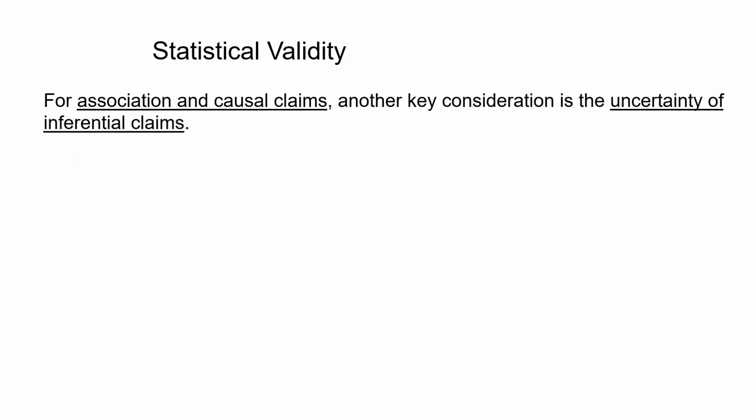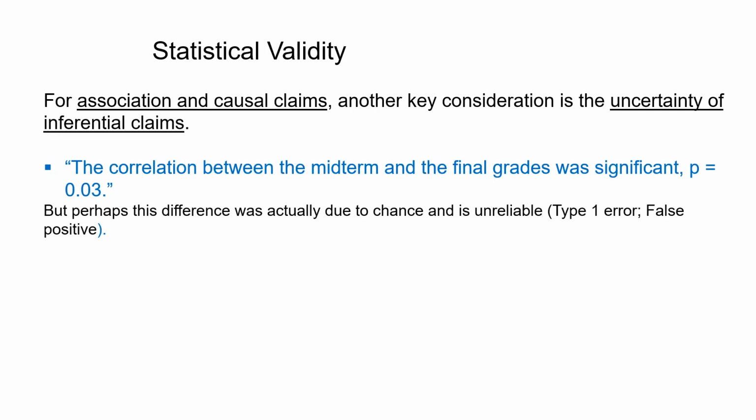So looking at that a little bit deeper, for association and causal claims, another consideration is the uncertainty of the inferential claims. So what do I mean by that? I mean, if you've got the correlation between midterm and final grades with a p of 0.03, we still have to take into consideration this. A p of 0.03 means there's a 3% chance.